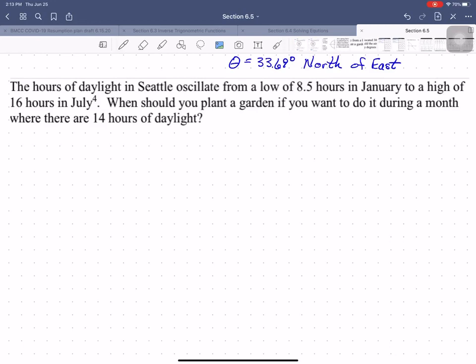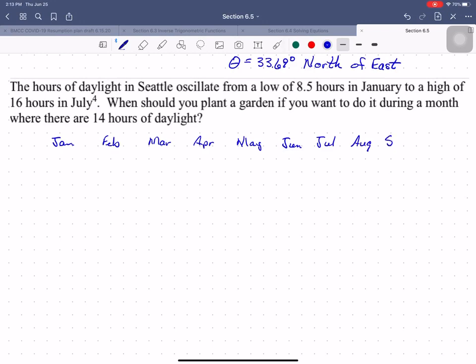Okay. So let's think about how we're going to approach this. Let's talk about our months. So January, February, March, April, May. Now we're going to have to, June, July, August, September, and all the rest. We're going to have to put this on a coordinate system.